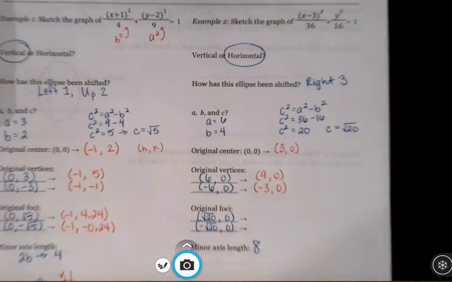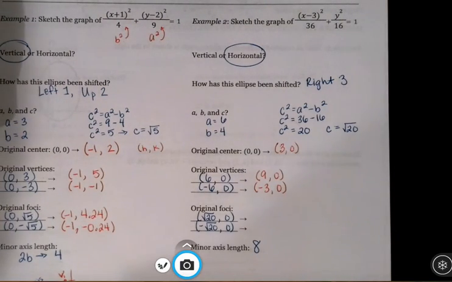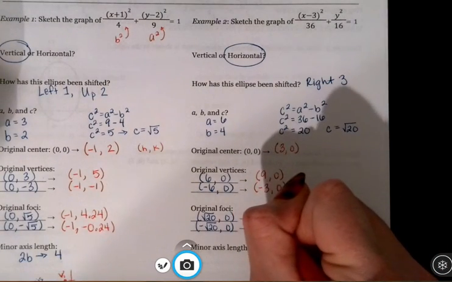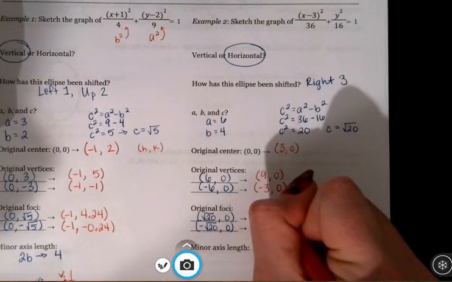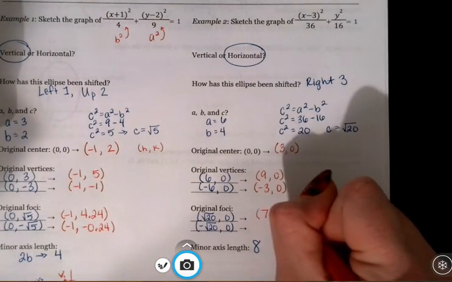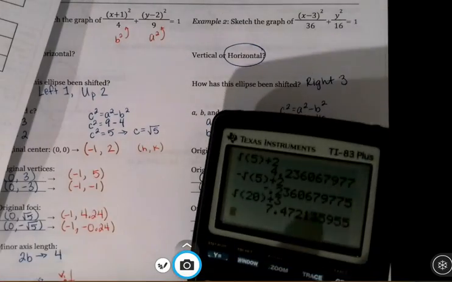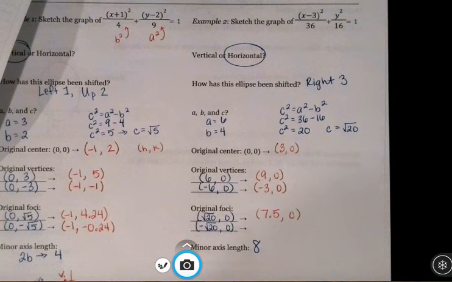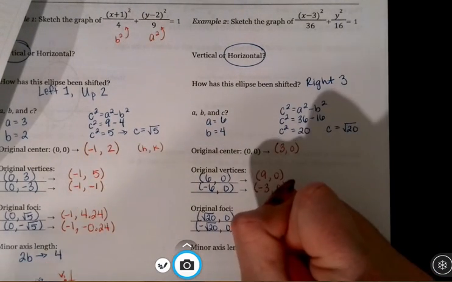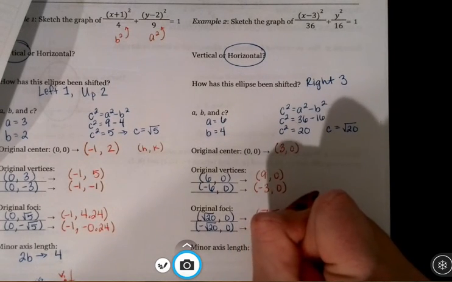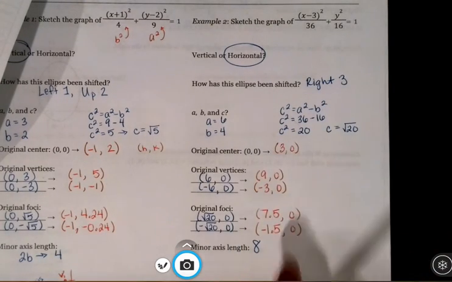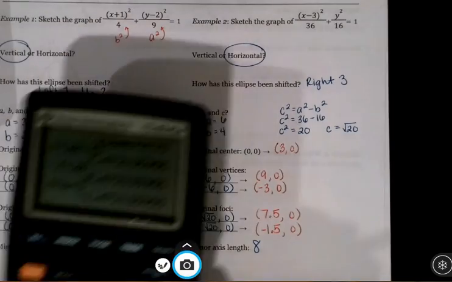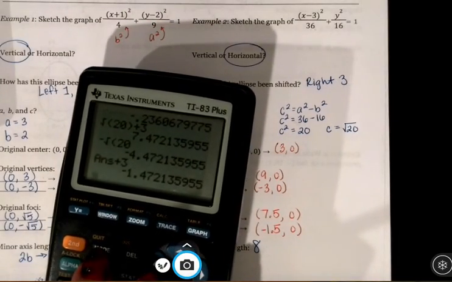For my foci, I am going to use my calculator again. So the square root of 20 plus 3 looks like I'm going to round it to 7.5, comma, 0. It ended up being 7.47. And then I'm going to do negative square root of 20 plus 3, which is negative 1.5, comma, 0. Again, I rounded that one. I ended up getting negative 1.47.